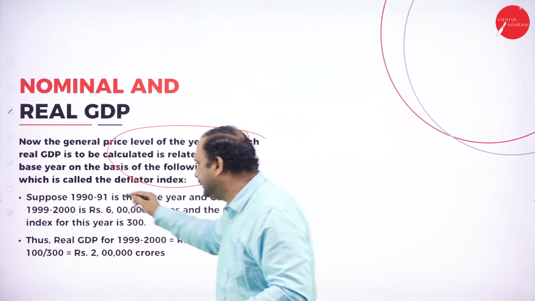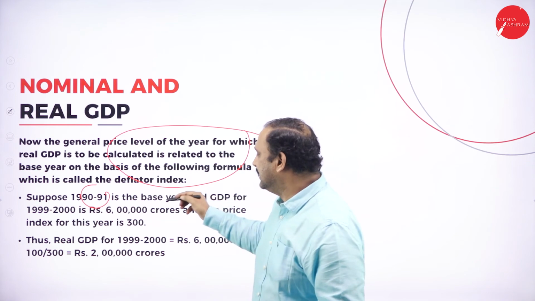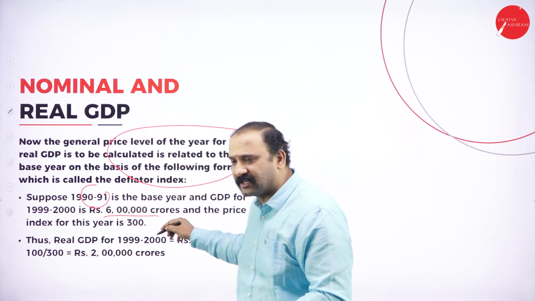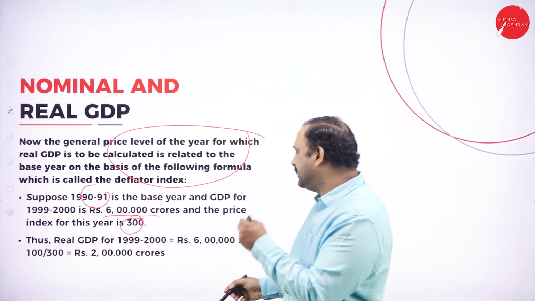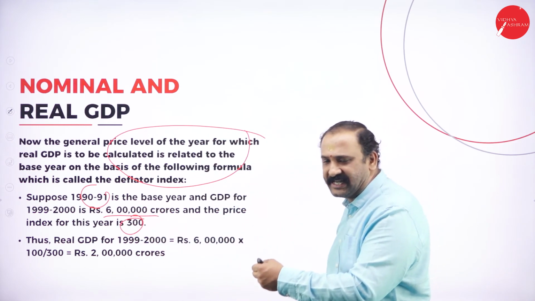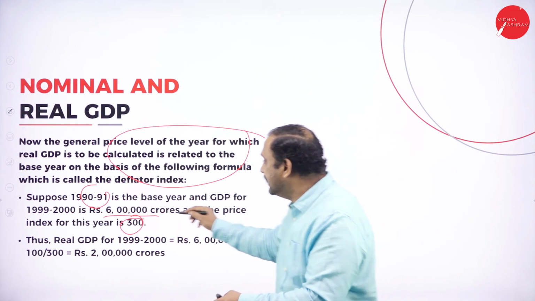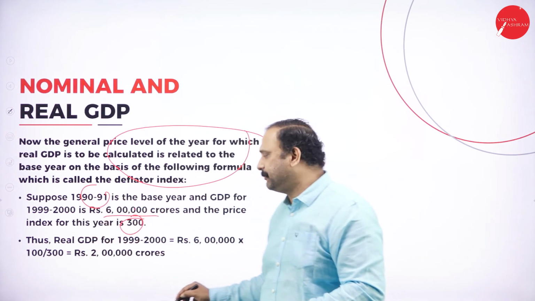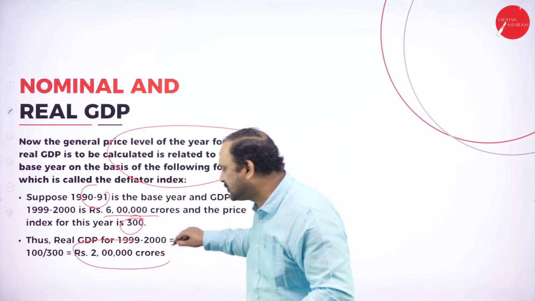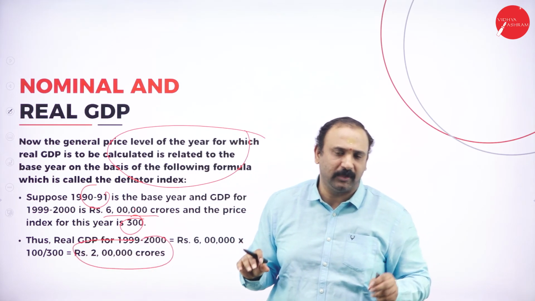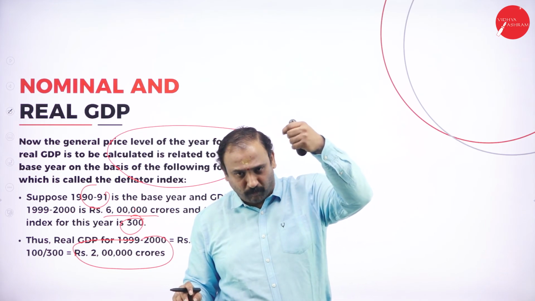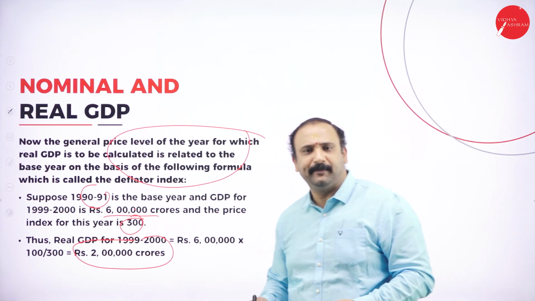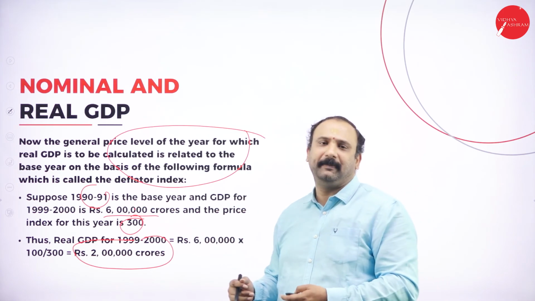Now, they have taken 1991 as the base year. For 1999-2000, the nominal GDP is 6 lakh crores, and the price index for the current year is 300. So the real GDP for 1999-2000 is calculated as 6 lakh crores into 100 divided by 300, and there we get 2 lakh crores. It is a very simple calculation: keeping the base year at 100, we multiply by 100 and divide by the current price index, and then we are able to calculate the real GDP value.